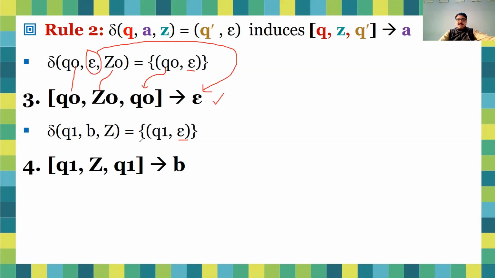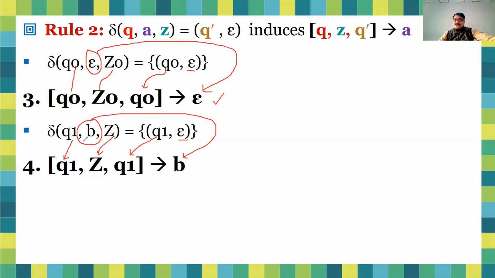Similarly, Q1, B, Z, Q1, null, this is another transition function. Now our objective is to convert this transition function into a production rule. So how can we convert it? This is the state where your machine is going to start. This is the stack symbol. Now the outcome state, that is Q1. And here again, this is the place of the symbol that you are reading from the tape. So this is simply reflected here. So by using rule 2, we can convert the transition function into the production rule.